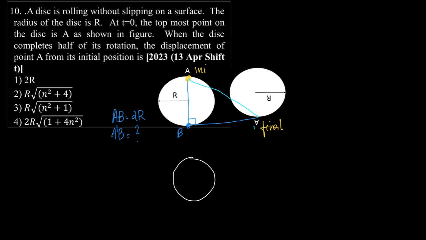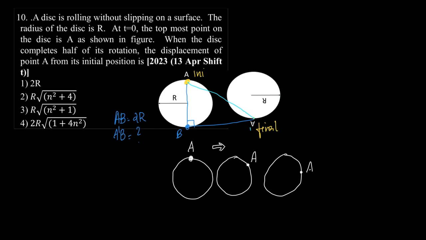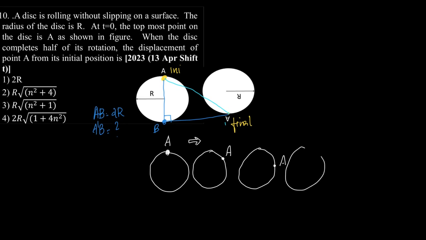I'll draw the diagram again. So we have A here. Now let us assume that the object is moving towards the right. The object is slipping towards the right. So initially what will happen is, say A is here. After some time, A would be here. Maybe after some more time, A is here. And finally, when we stop observing this, A is over here.